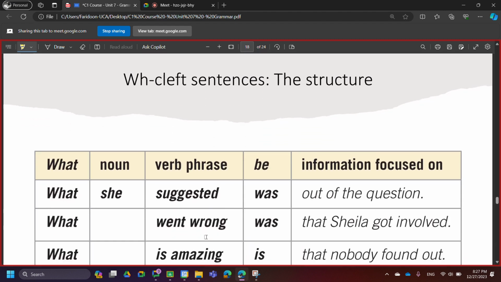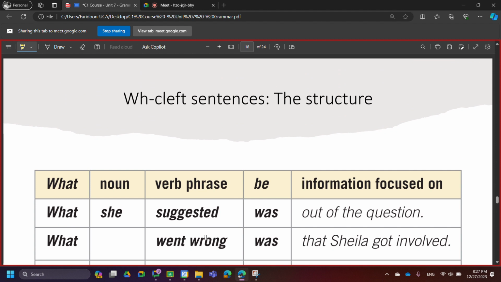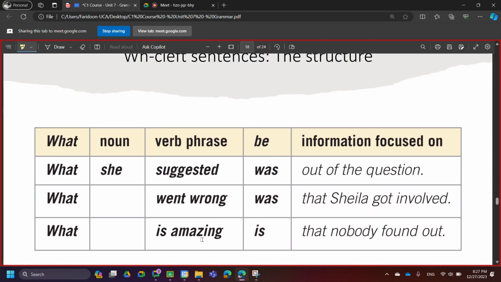Okay, continuing. So, what about the structure of WH cleft sentences? The structure is very easy. First, you have a WH word, which is of course going to be what most of the time. Then you have a noun if it's needed, if you do need an actual extra subject. If you don't, of course your WH word becomes the subject, okay? And then you have a verb phrase that is going to be connected to the subject, like suggested, went wrong, is amazing. And then you have a be verb, which is going to end your focusing phrase, like was, is, are, were, whatever you want to say.